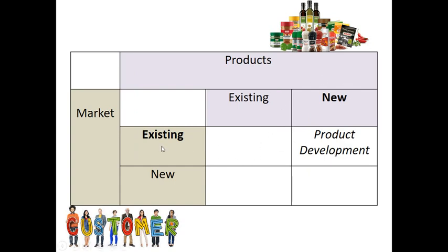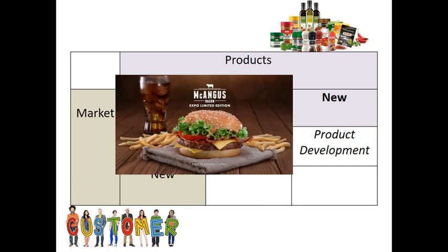So what about if we decide that we're going to sell our existing customers, who we already know, more products, a new product? Maybe we develop a new product. It's called product development. McDonald's are really, really good at this. They tend to come out with limited edition burgers each month. These are really targeted at their current customers, giving them something new, trying to make them think, oh, maybe I'll try that limited edition burger. Maybe it's a bit more expensive. So this is called product development, where we develop new products and we target them at our existing customers.